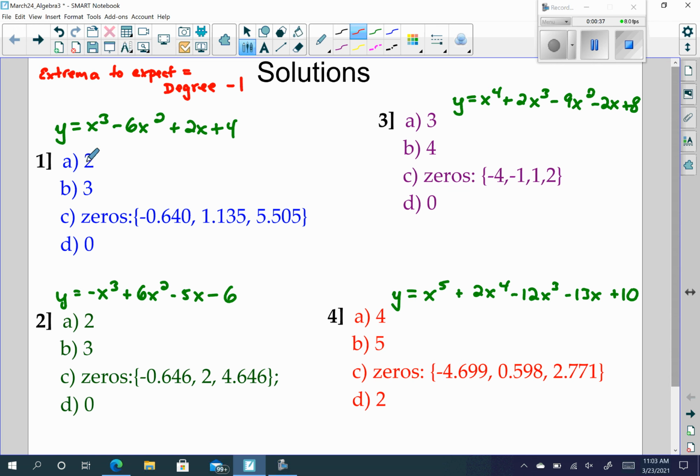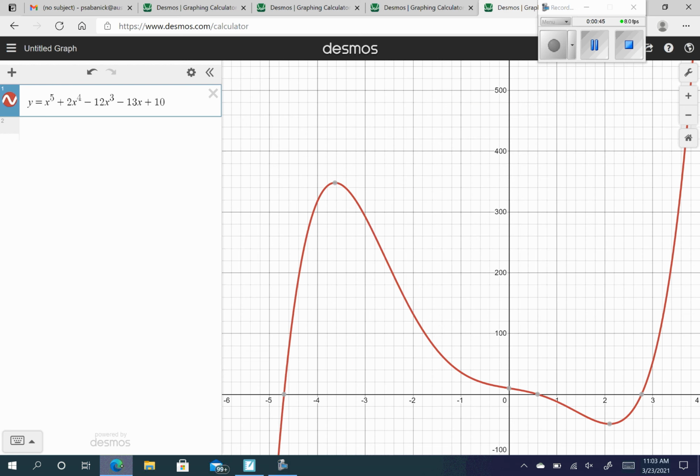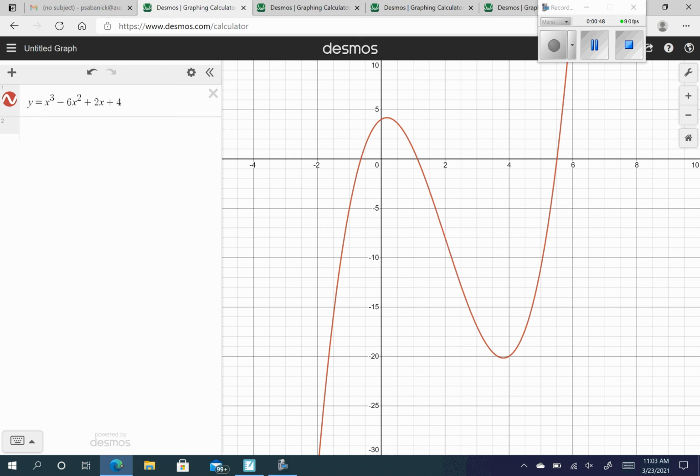Question B, what is the total number of complex zeros that we would expect? That matches the degree, so that's 3. Now for C, we want to actually graph this. So here's the graph to number 1.